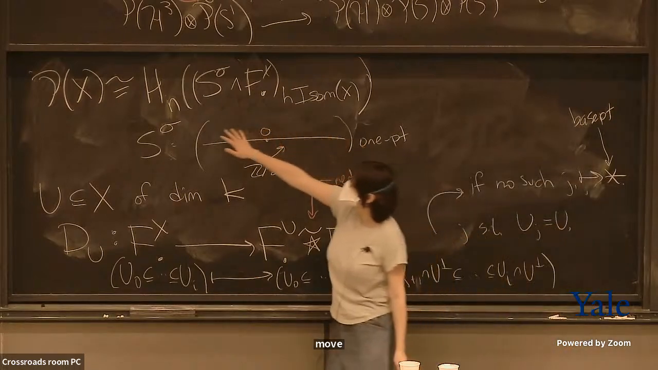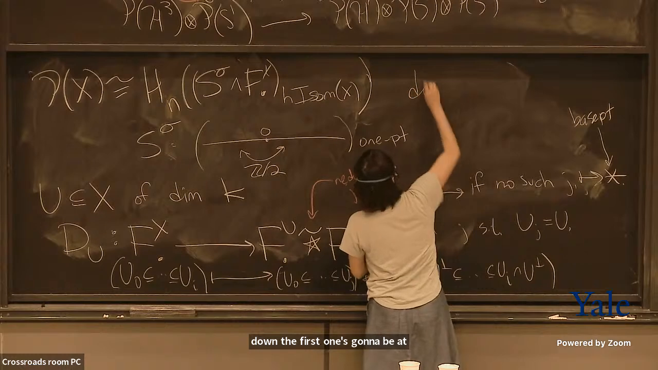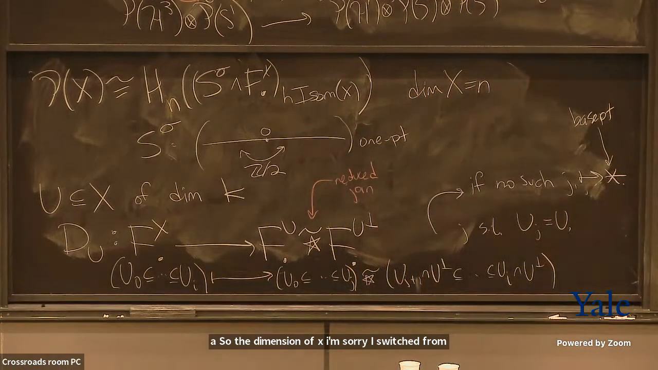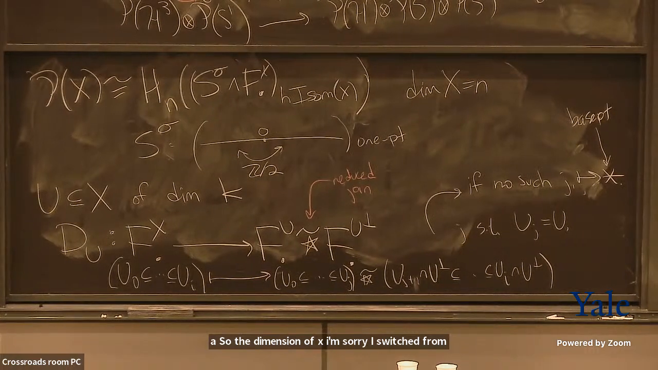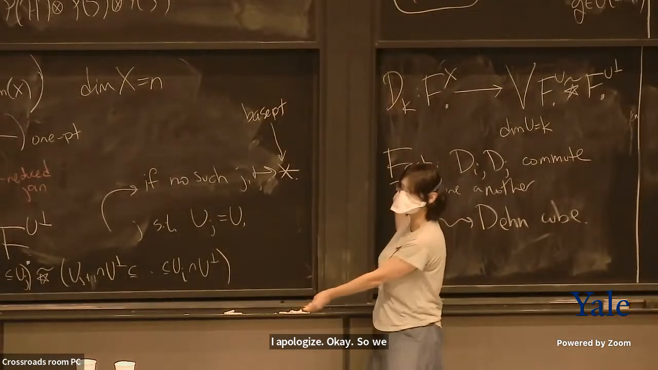The first one is going to be at h at the dimension of x. I'm sorry, I switched from n minus 1 to n. I apologize. Okay, so we have this Dane cube. So this is step 2 right here.